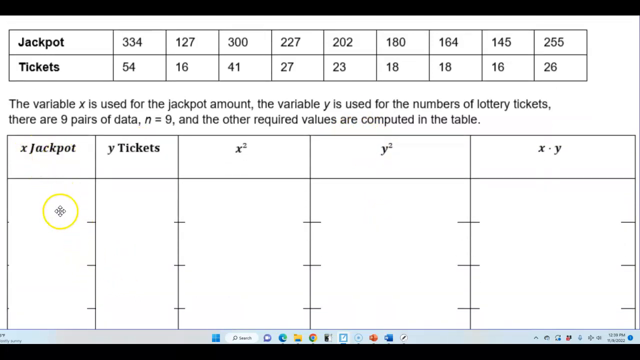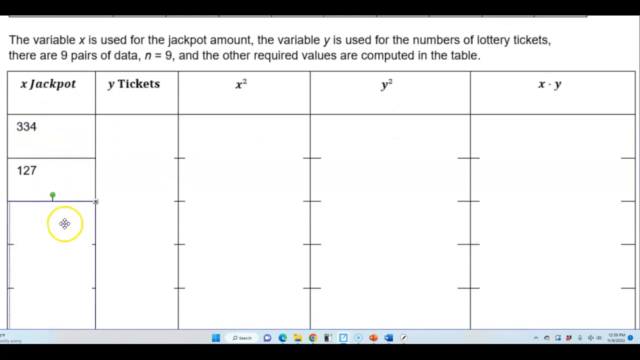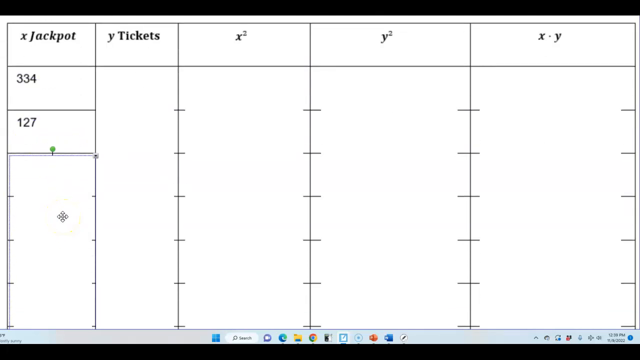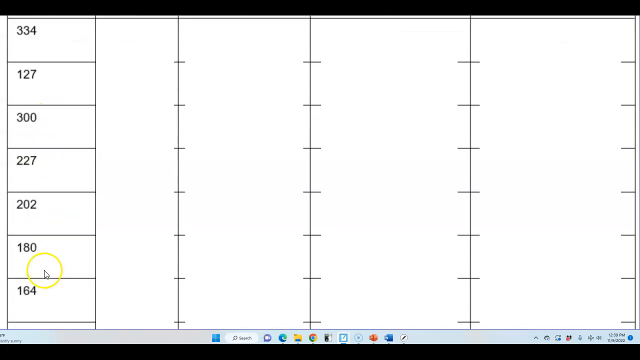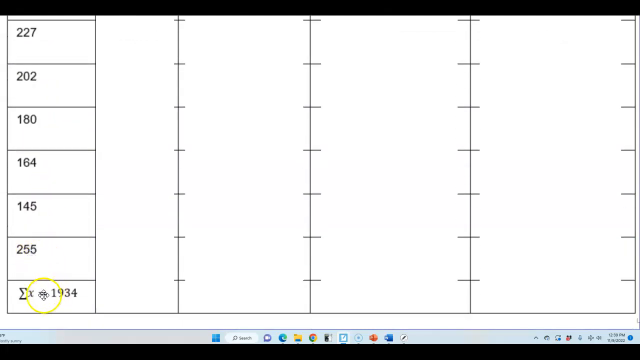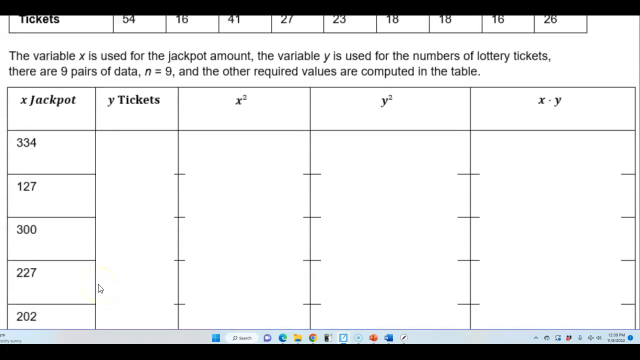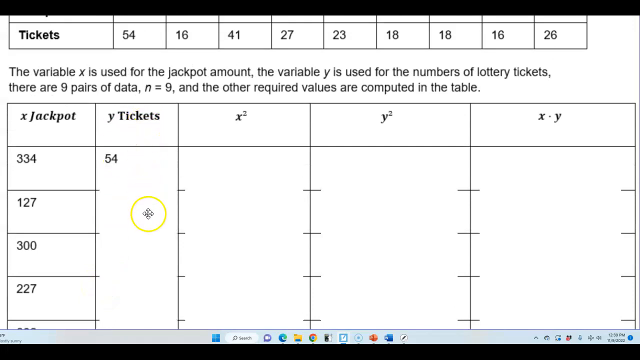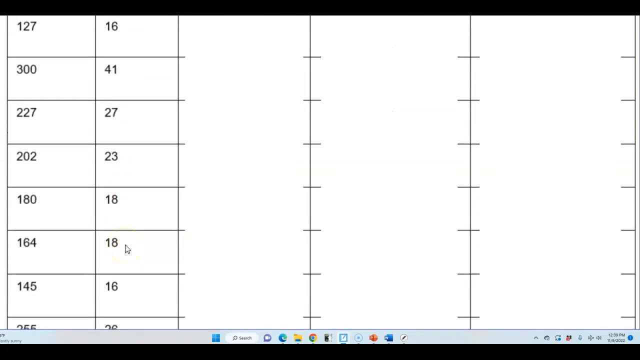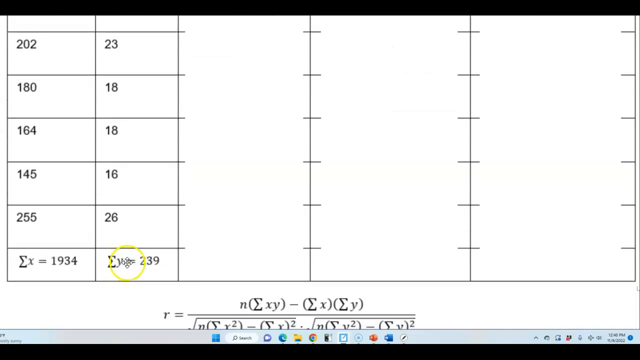The column represents x, and these are the values of each x. If we put those values in and add them all together, we get the sum of x, which is equal to 1934. If we take our y values and add all of those together, we get the sum of y, which is equal to 239.